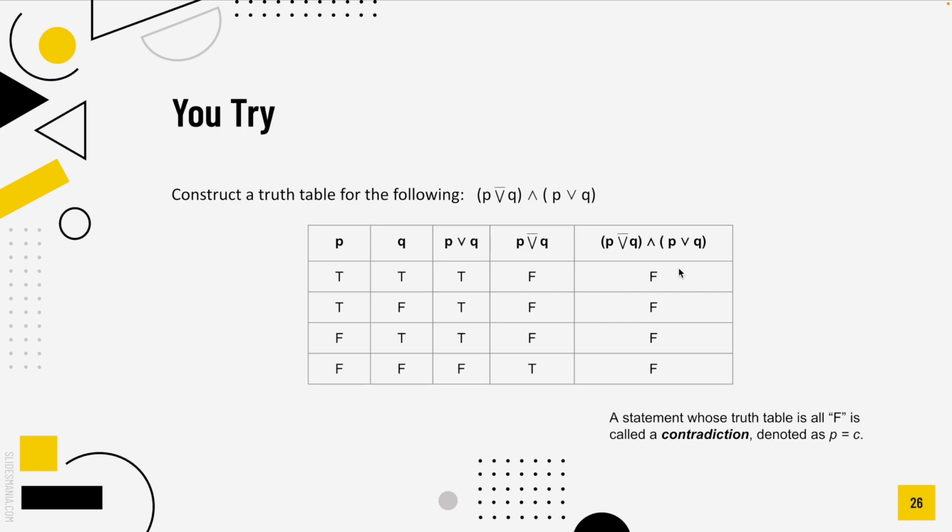Just a note, a statement that has all false here is called a contradiction. And we denote that as P equals C. We use a C for contradiction. So these two actually contradict each other and it's never true. So because it's all falses here, we say it's a contradiction.